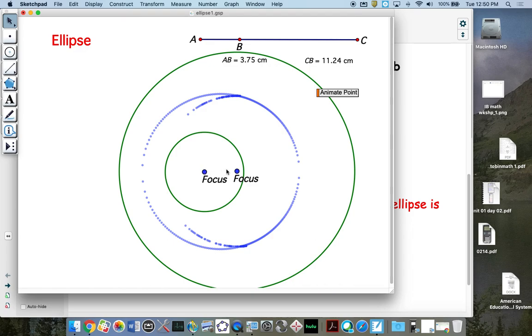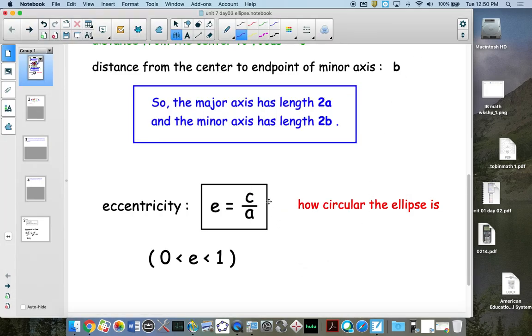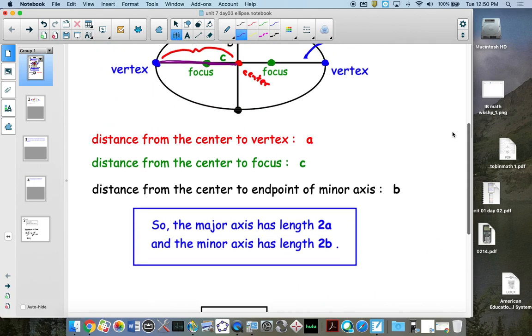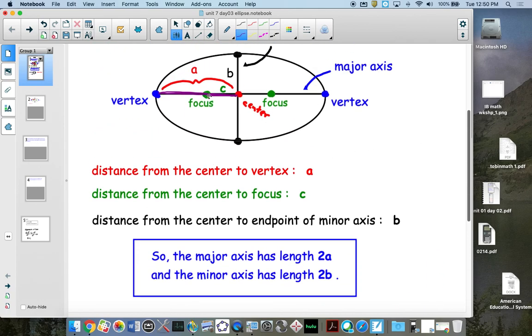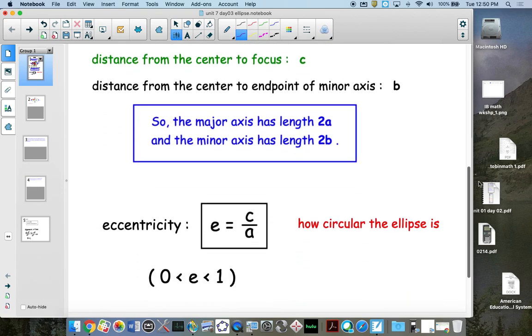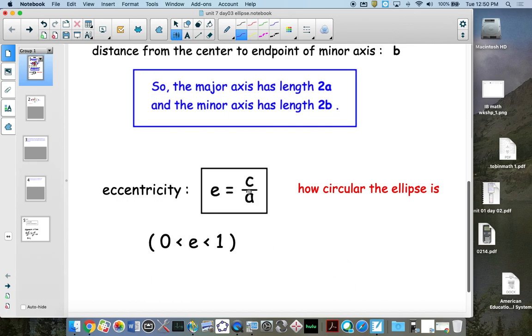So the closer they are to each other, the closer they get to the center, that means the smaller C value. As these get closer to the center, C gets smaller, and therefore the fraction C over A is getting smaller and closer to 0. So the closer eccentricity is to 0, the more circular your ellipse is.